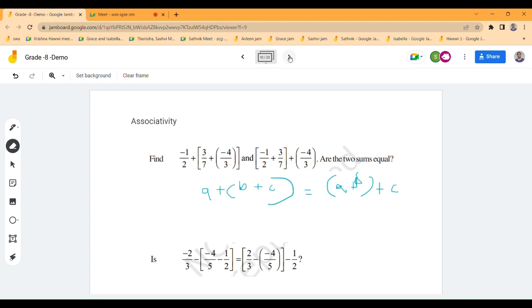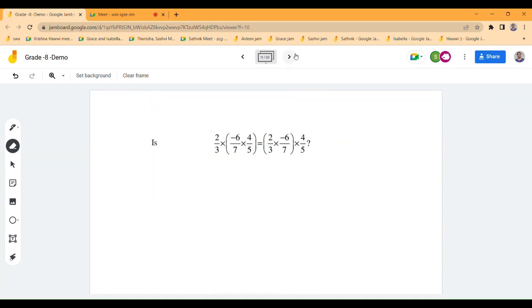If you go to the next screen, there's a multiplication. Ma'am, we'll get the same answer because only the grouping is changed, not the numbers. And one more screen is there. Ma'am, the answer will change here as it is division, it won't work out. Division, it will not work.